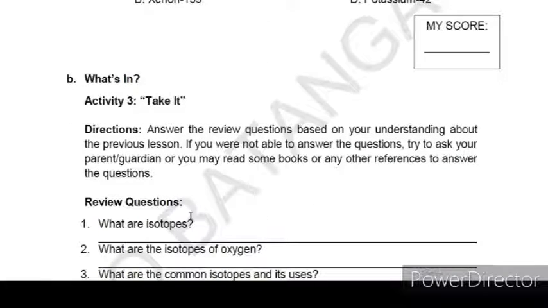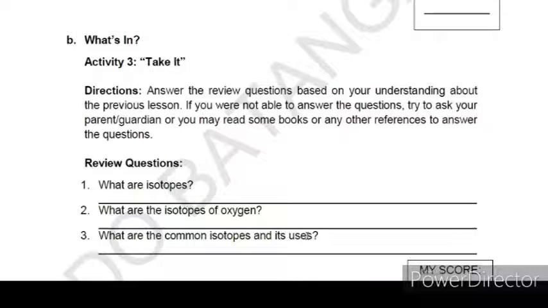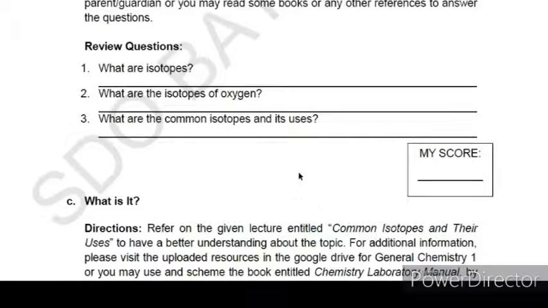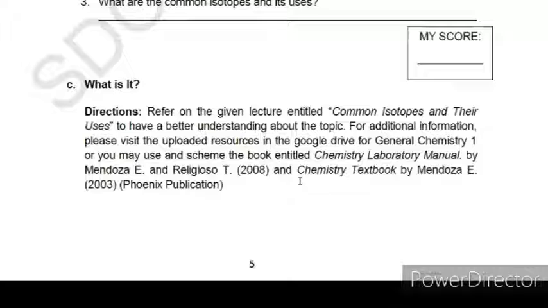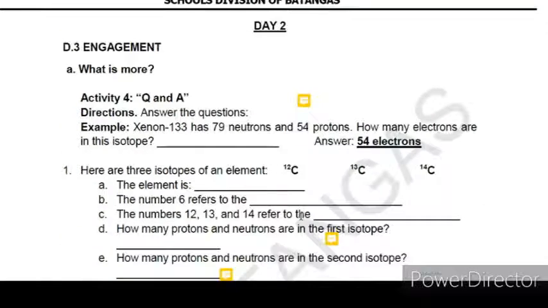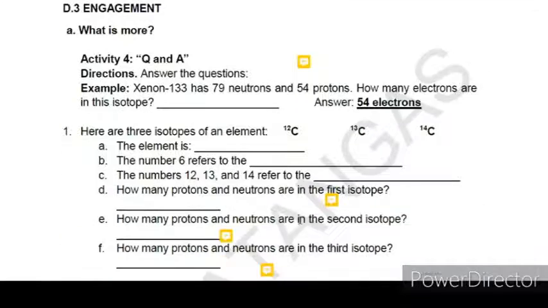Okay, take it. So what are isotopes? What are the isotopes of oxygen? You just have to read the background information to answer the questions. And then we have the next activity. I have already discussed to you what are the common isotopes and their uses. Okay, now let's go to activity number 4.